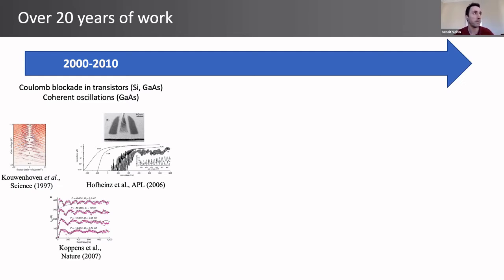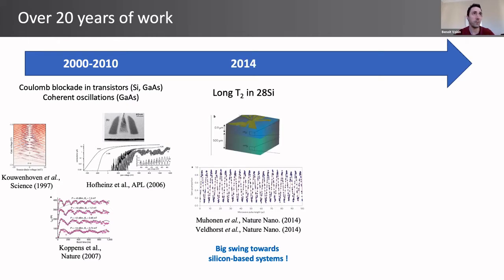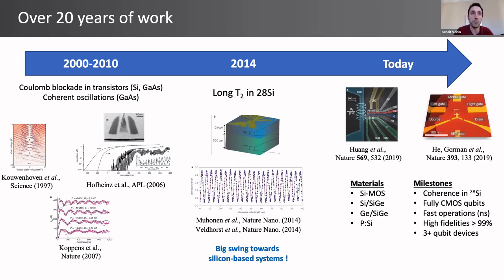But I would say at that time, gallium arsenide systems had the lead in terms of quantum computation, up to, I would say, 2014, which was a real swing towards silicon systems, with the demonstration of extremely long coherence times using isotopically purified silicon. That was both for single phosphorus dopants in silicon, and also for MOS quantum dots in silicon.